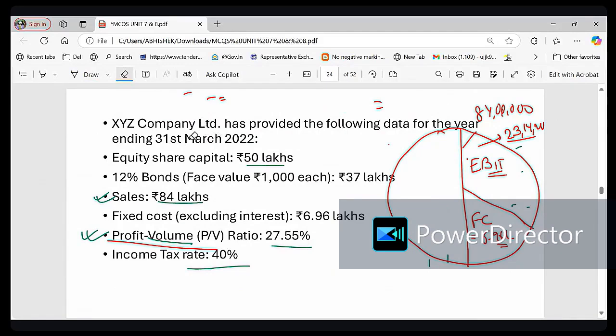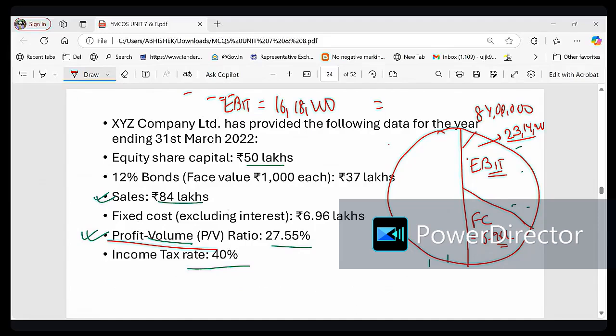EBIT you have just calculated. It is how much? 16,18,200. This is our EBIT. And now you have to calculate DFL. What is the formula for DFL? You remember the degree of financial leverage formula, right? It is nothing but EBIT upon EBT. So basically EBIT upon EBT.